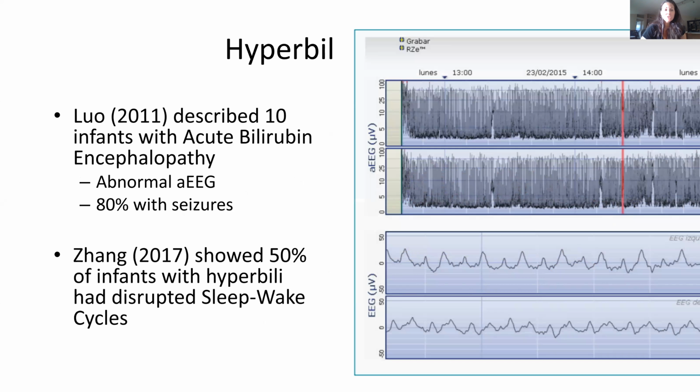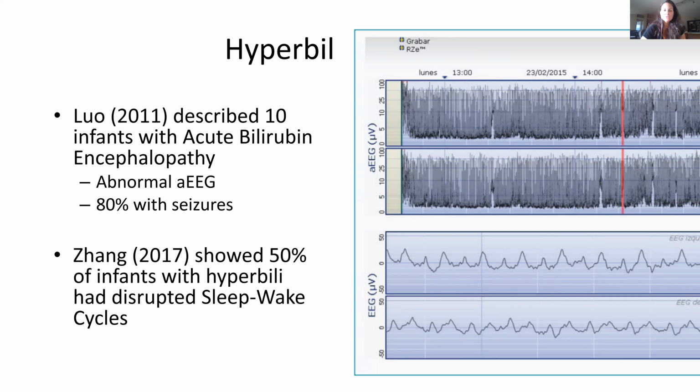So 2011, Liu described 10 babies with acute bilirubin encephalopathy. This is in China, where they have a huge issue with that due to some of their genetic issues, or genetic predisposition, but abnormal EEG in many of them, and 80% of them had seizures. So again, just this very large percentage with seizures.